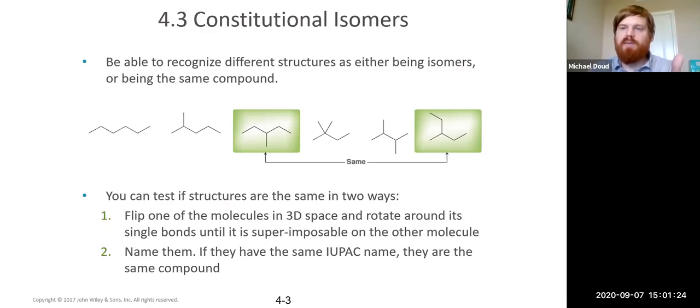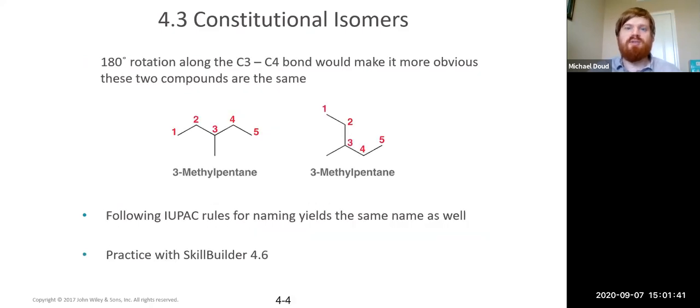If you can name the compounds and they end up having the same name, then if you've named them correctly, they are the same molecule. The IUPAC system is such that you can't have 2 different compounds having the same name. If you could, it wouldn't be much of a naming system. So it's good that that's true.